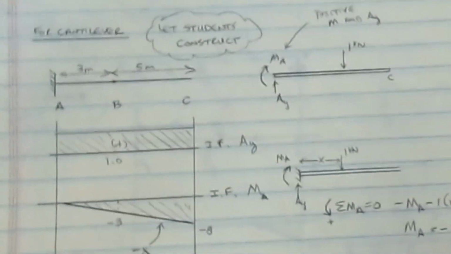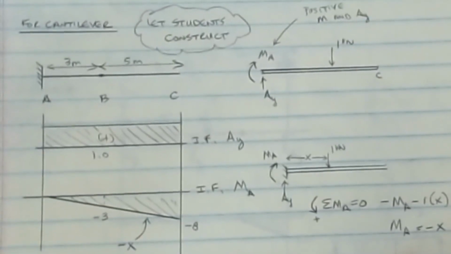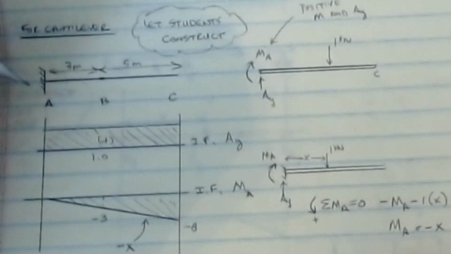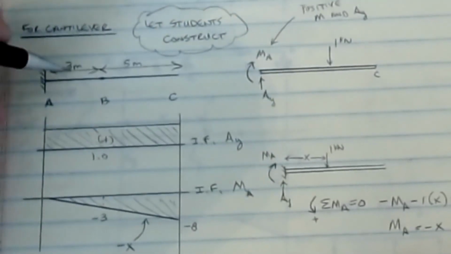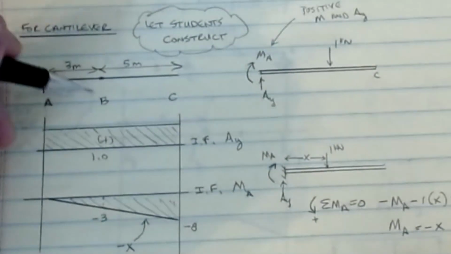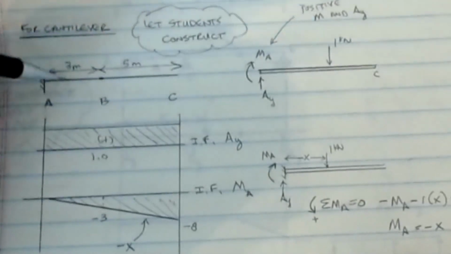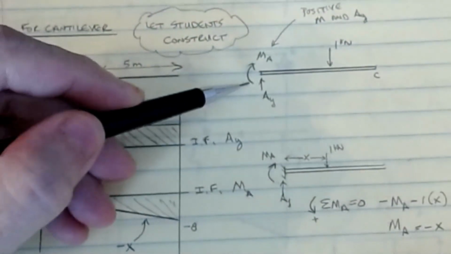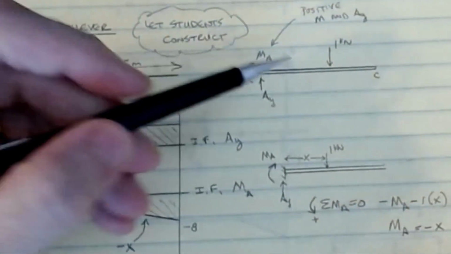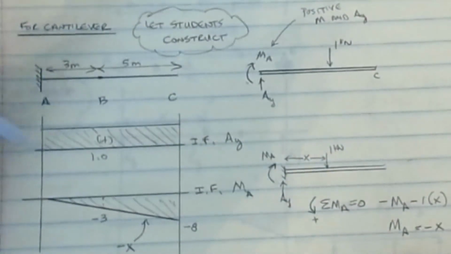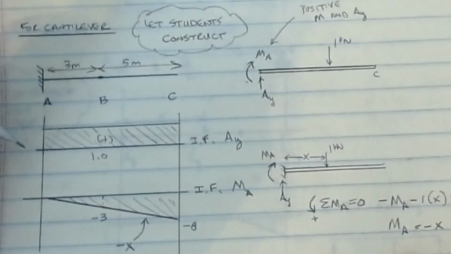For a cantilever, it's the same basic approach. I have a cantilever with a fixed end at the left, A, B, and C. B is located 3 meters from the left, and it's 8 meters in total length. The free body diagram for this would be the moment at A, AY up, and 1 kilonewton acting down. And so we want to find what our worst effects are.